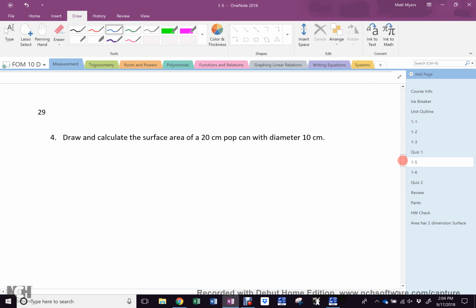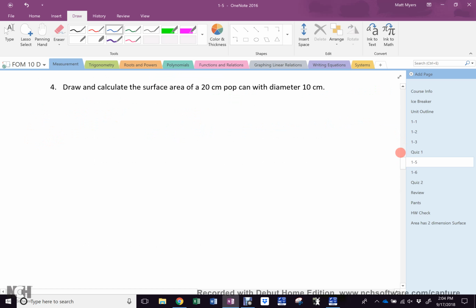Now, what's a cylinder? Or a pop can? What does a cylinder look like? What's on the top? Circle. What's on the bottom? A circle. And then we got straight sides, yes?